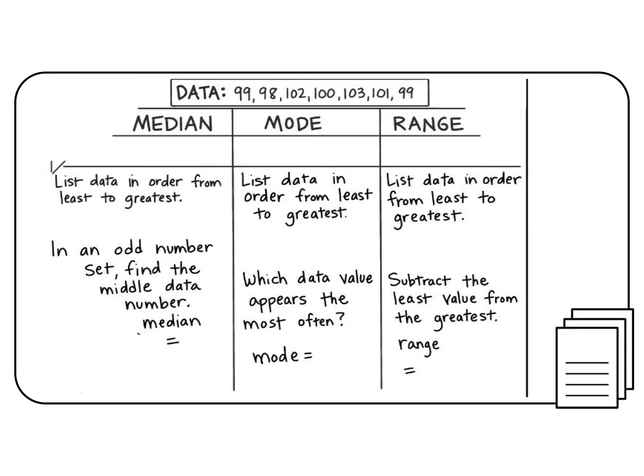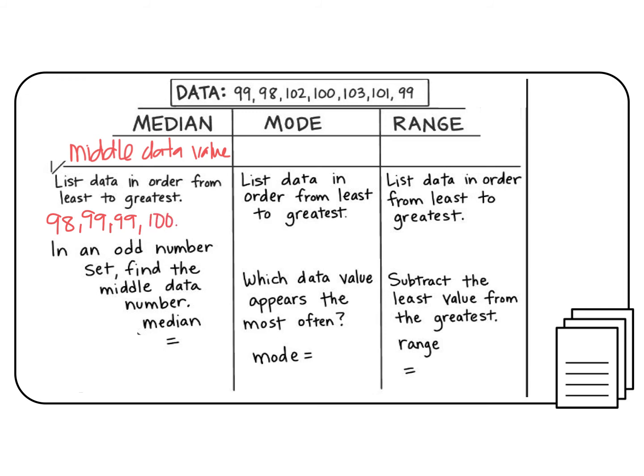The next three measures of middle are median, mode, and range. The median is the middle data value. Again, kind of a different middle though. And let's see how we find it. It says we're going to list our data in order from least to greatest. So up here we have our data. We have 99, 98, 102, 100, 103, 101, and 99. So our smallest number is going to be 98, then 99. There's another 99, so I'm going to repeat it.